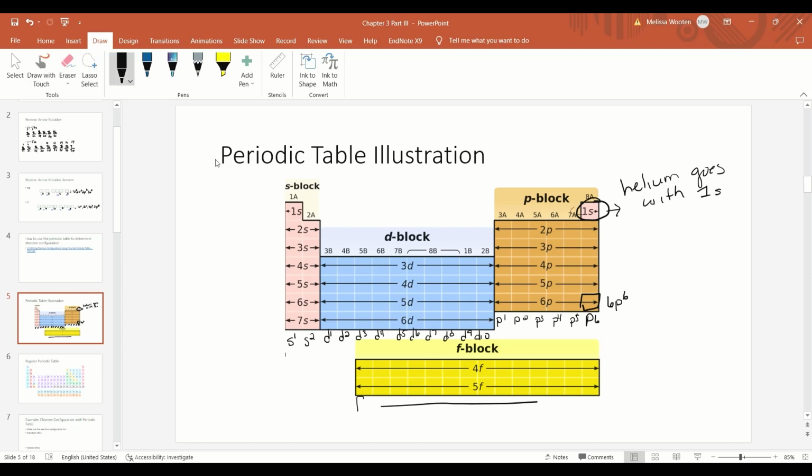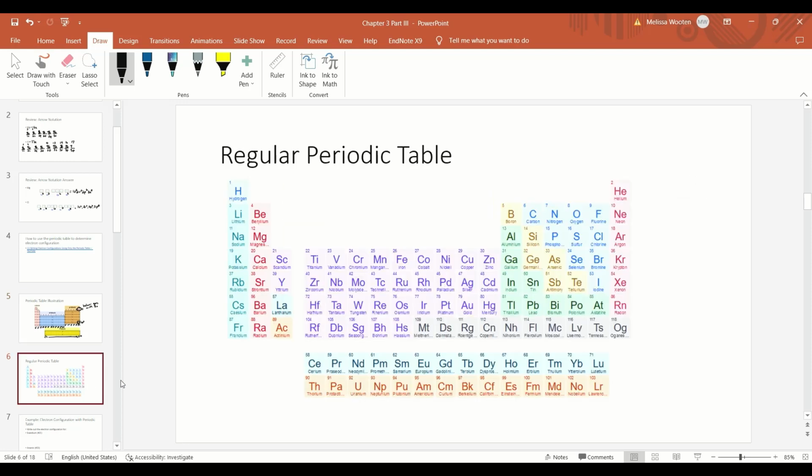You'd have F1 all the way up to F14. Okay? And so you would use this pattern to write out the entire electron configuration. And so we're going to do an example.